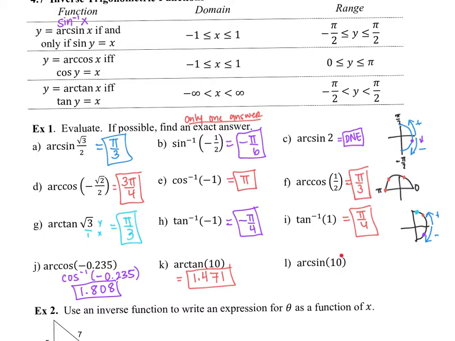Let's see, arc sine of 10, is this allowed? For arc sine, the domain or the input must be between -1 and 1. So this is not between -1 and 1. So in this case, it does not exist. Okay, and if you put that in your calculator, it'll just give you an error message.